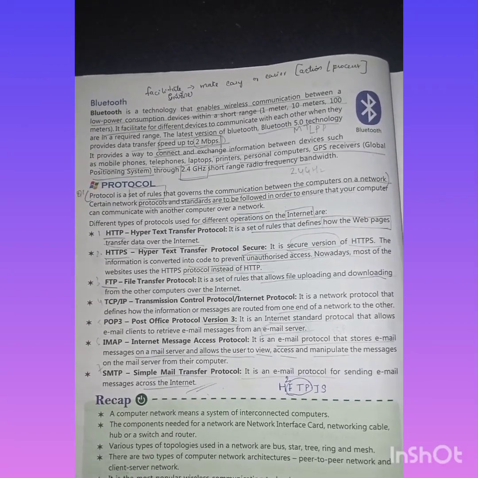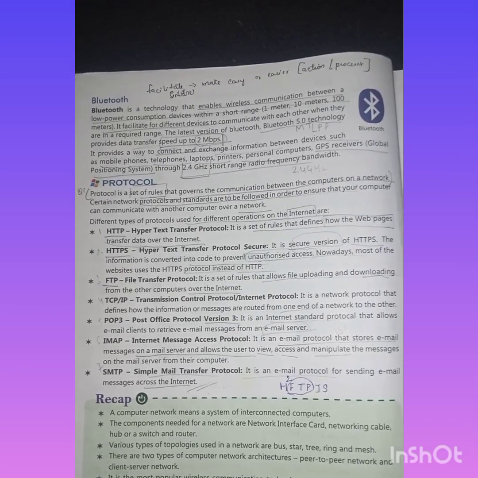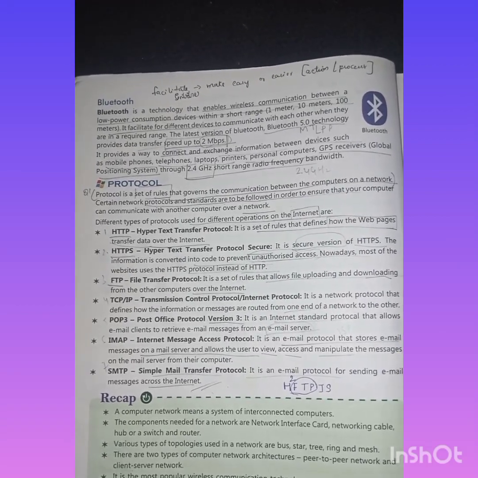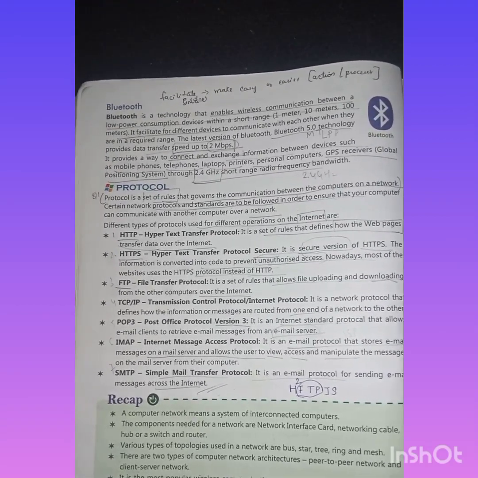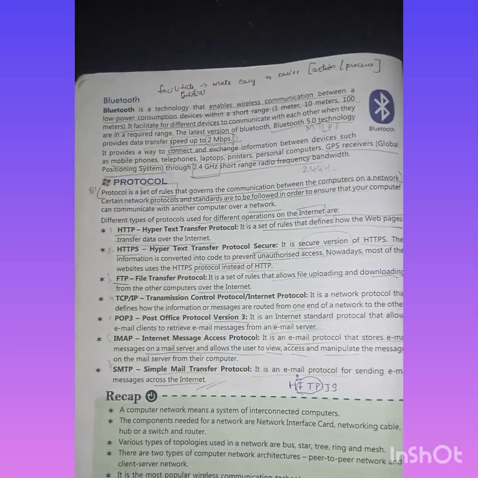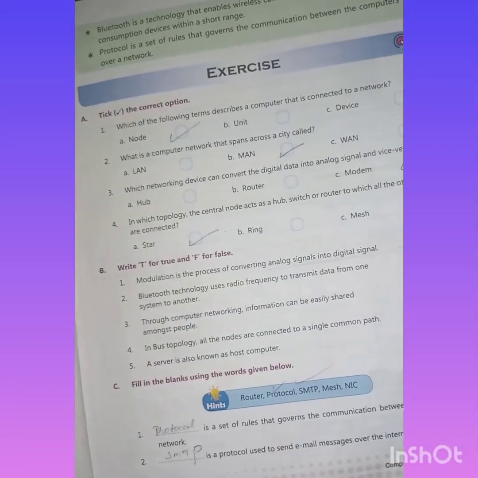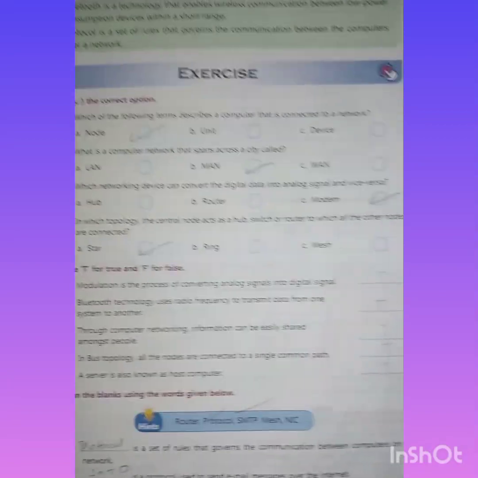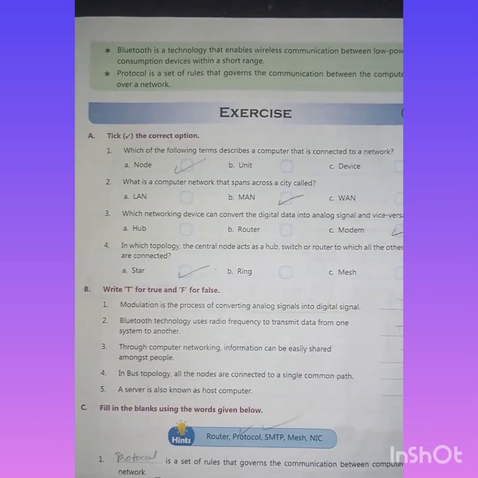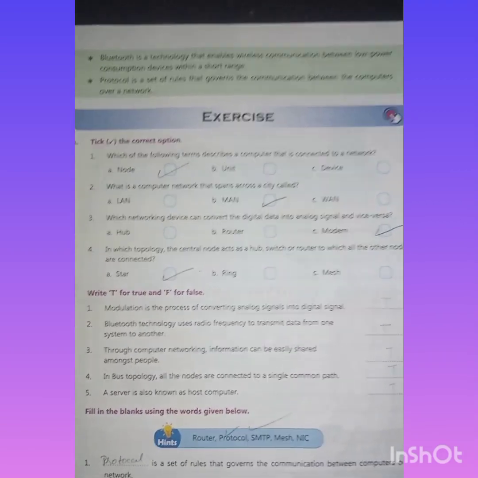FTP-IS H square FTP-IS, that means HTTP, HTTPS, FTP, TCP/IP, POP3, IMAP, SMTP. Next is exercise part. Let us learn this. Yes, exercise part. First is tick the correct option.